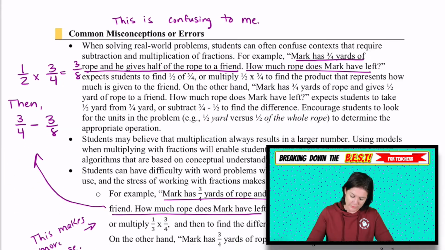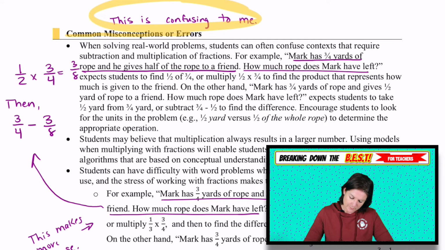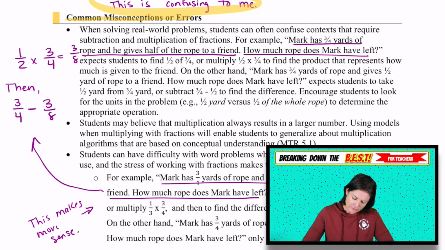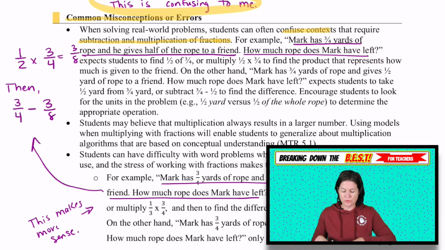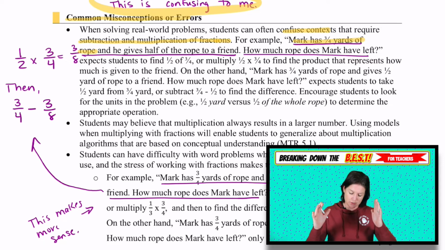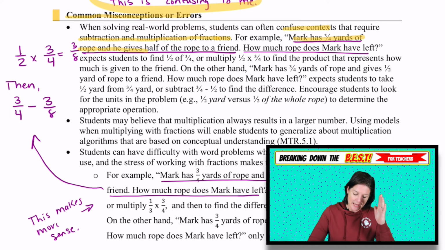I'm going to slow down right here, because for the common misconceptions and errors, this was kind of confusing to me. So students can often confuse the context that requires subtraction and multiplication of fractions, which is absolutely true, and I feel like I know where they're trying to go with this, but let's take a look at it. It says, for example, Mark has 3/4 yards of rope, and he gives half of the rope to the friend. How much of the rope does Mark have left?